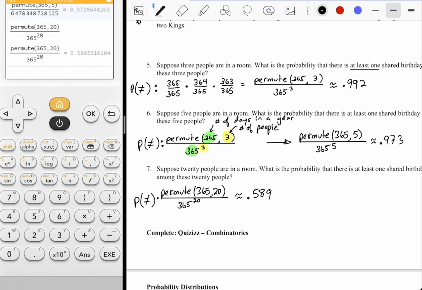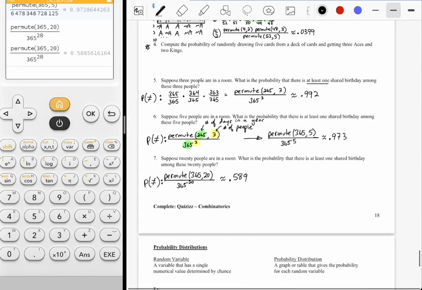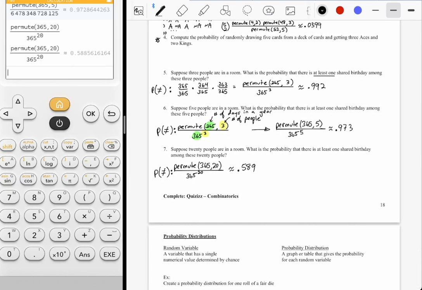I want the probability that there's going to be at least one birthday in common. So the way we would handle that, the probability of at least one shared is going to be 1 minus the probability that they're all different. That's going to be 0.008.